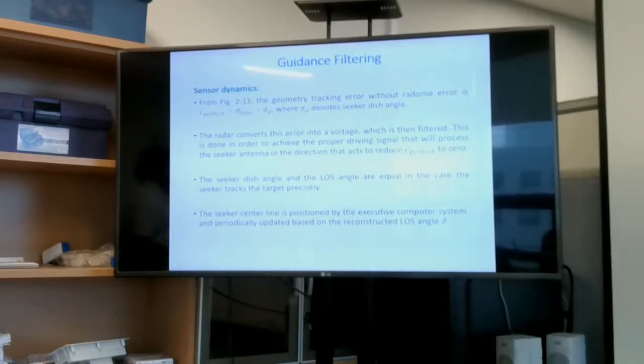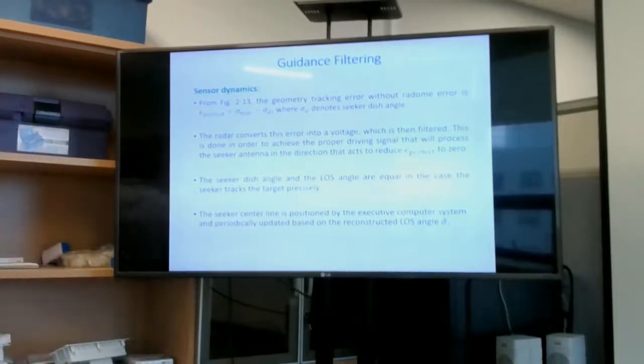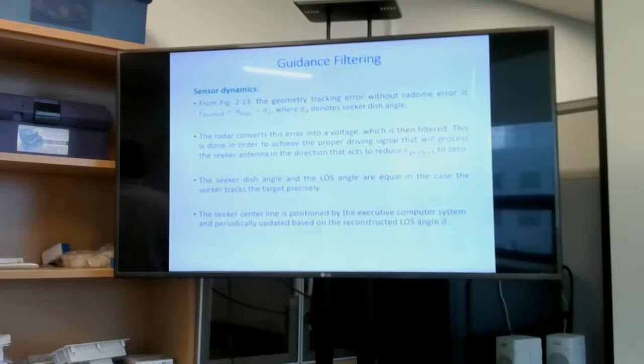As in the previous lecture, as I told you, the FCS, the flight control system, controls the seeker center line position according to the target line of sight, because the gimbal that is holding the antenna is movable. We can move the antenna with the help of the gimbal according to the line of sight. Right? So the seeker center line or seeker axis is controlled by some computer or FCS control system, and is periodically updated based on the reconstructed line of sight angle. So to make sure that this antenna is focusing on the target.